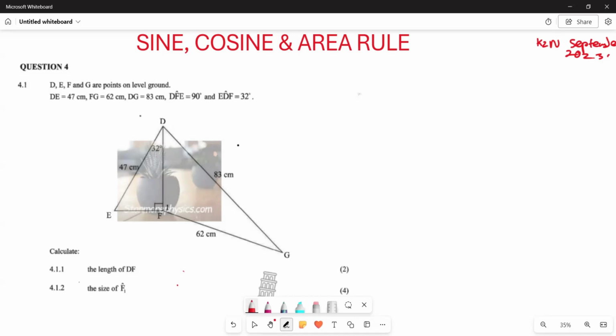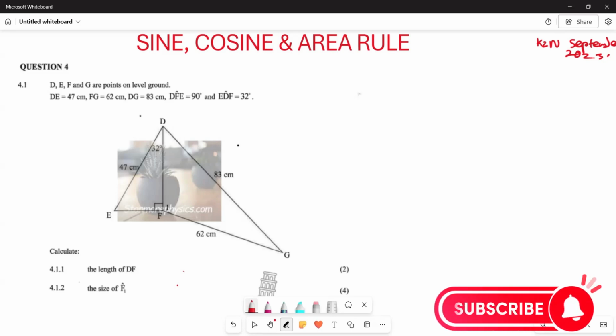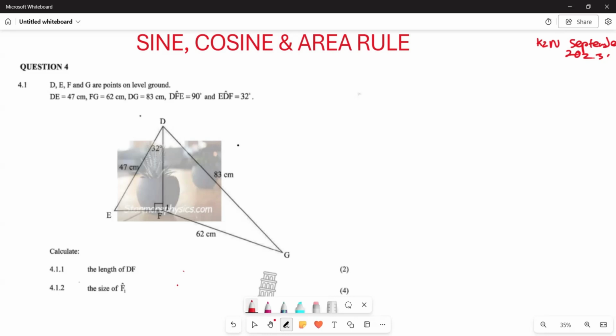Here they are saying we have D, E, F, and G, which are points on a vertical graph. They say DE is equal to 47 centimeters, FG is equal to 62 centimeters, DG is equal to 83 centimeters, and DFE is equal to 90 degrees, and EDF is equal to 32 degrees. They want us to find the length of DF, right?